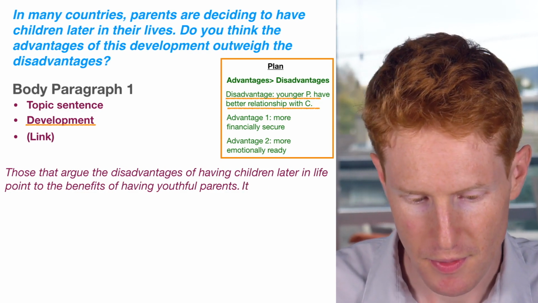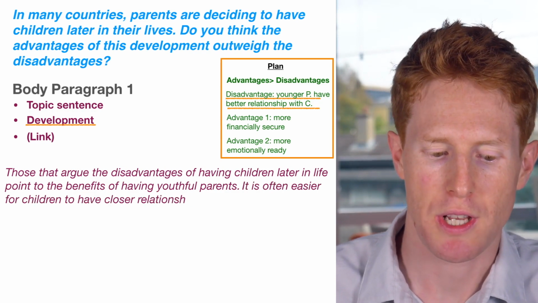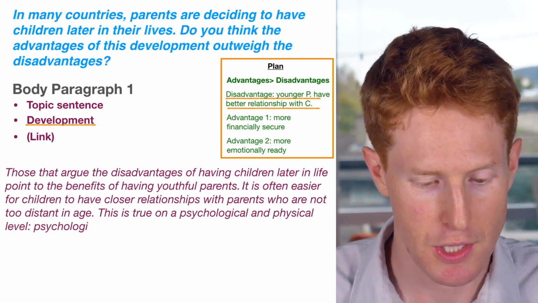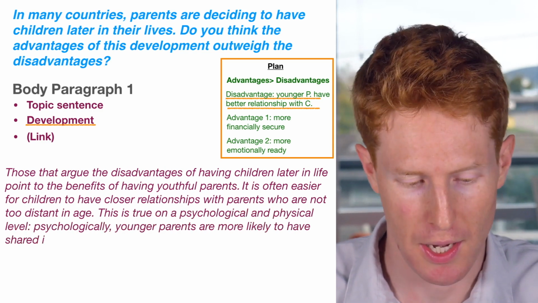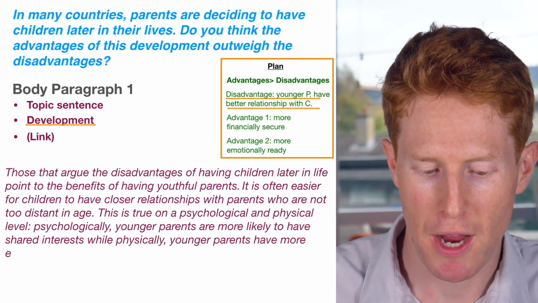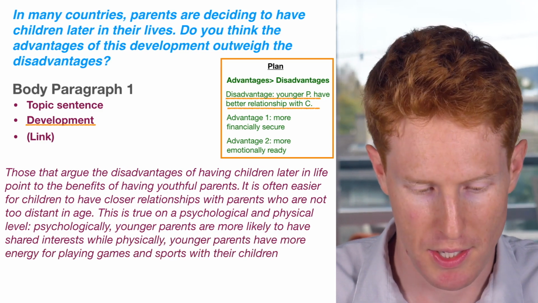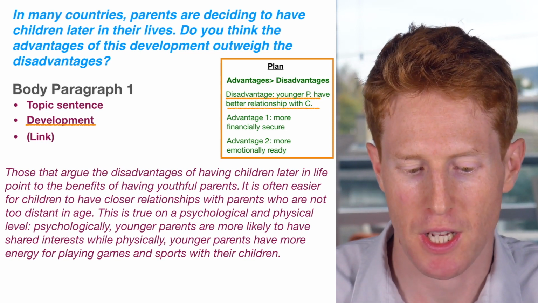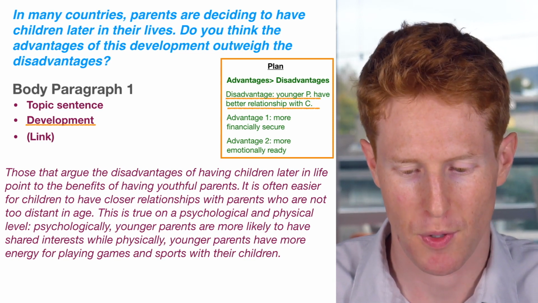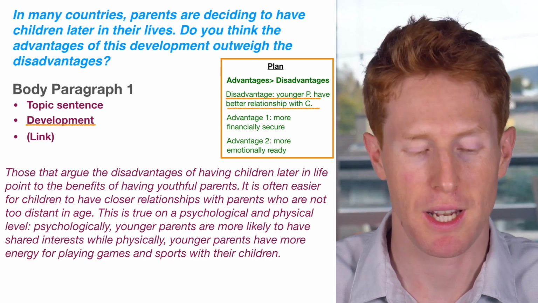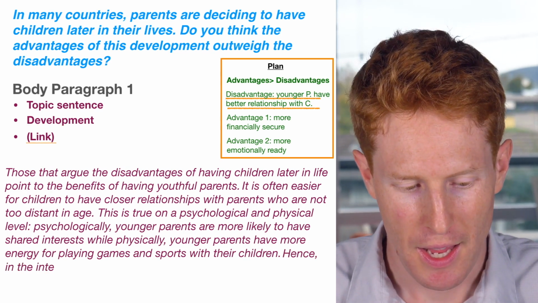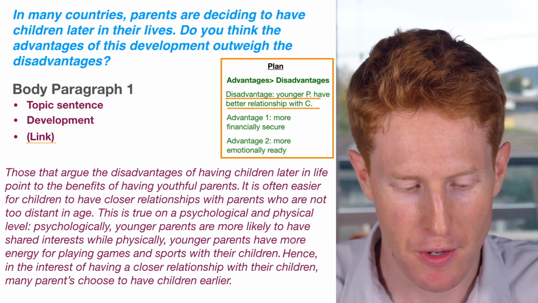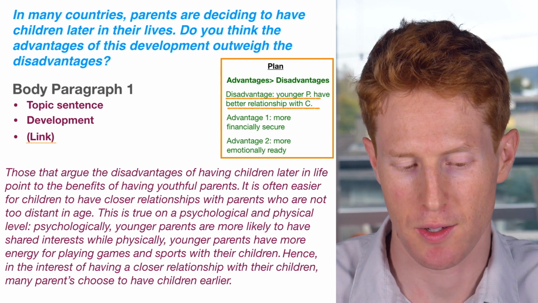Development. It is often easier for children to have closer relationships with parents who are not too distant in age. This is true on a psychological and physical level. Psychologically, younger parents are more likely to have shared interests, while physically, younger parents have more energy for playing games and sports with their children. Okay, finally, let's end with a link. Hence, in the interest of having a closer relationship with their children, many parents choose to have children earlier.